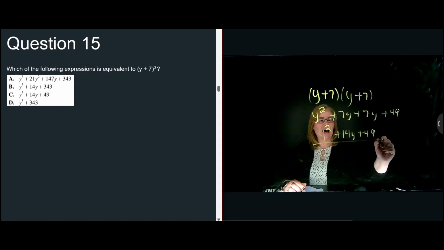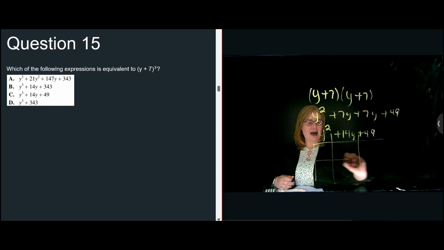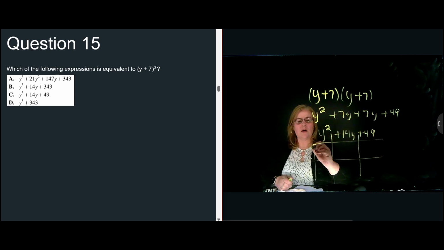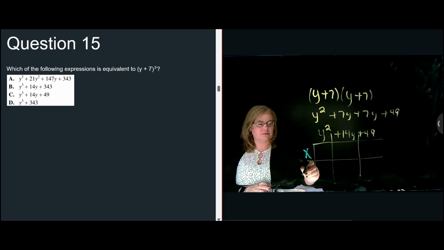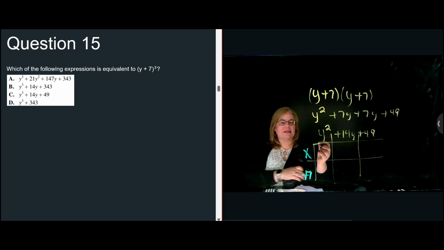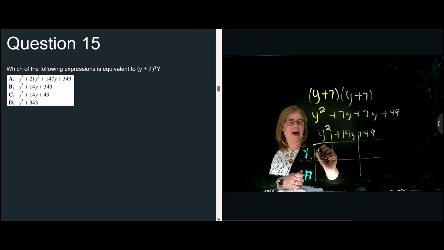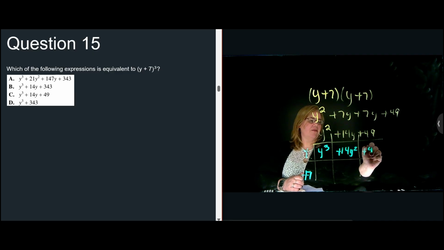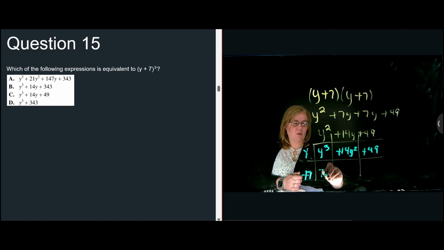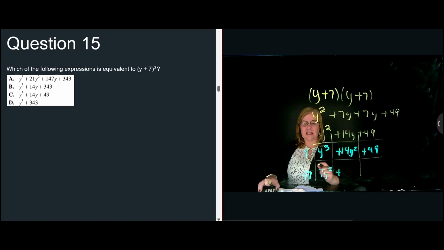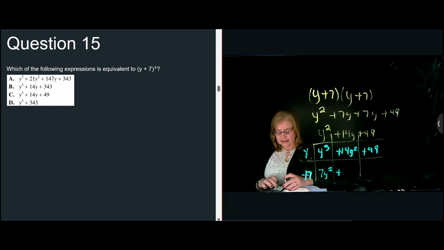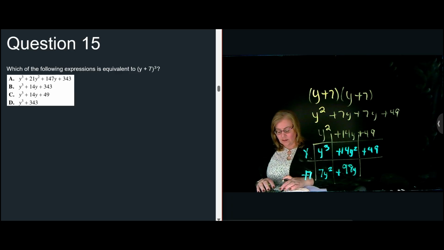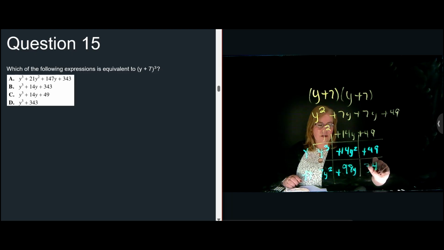Then I can use my box method and take x plus 7. Let me get me a new marker because that marker is going out. So I have x plus 7. And then multiply it top to side. And we're using y, excuse me. So I have y cubed plus 14y squared plus 49y. And then I have 7y squared plus, 14 times 7 would give me 98y. And then 7 times 49 gives me 343.